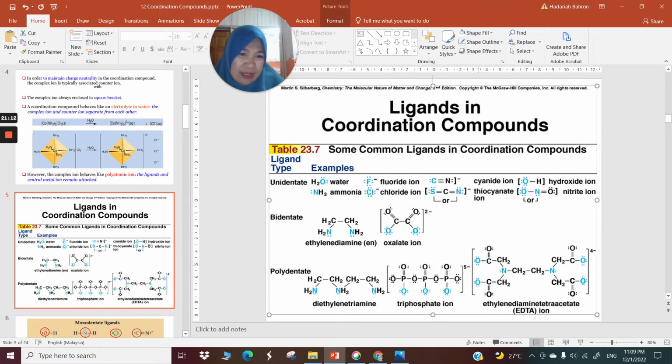So, N, O, O on the left and N, O, O on the right. In the next slide, you are going to see how these six donor atoms can encapsulate a metal center.